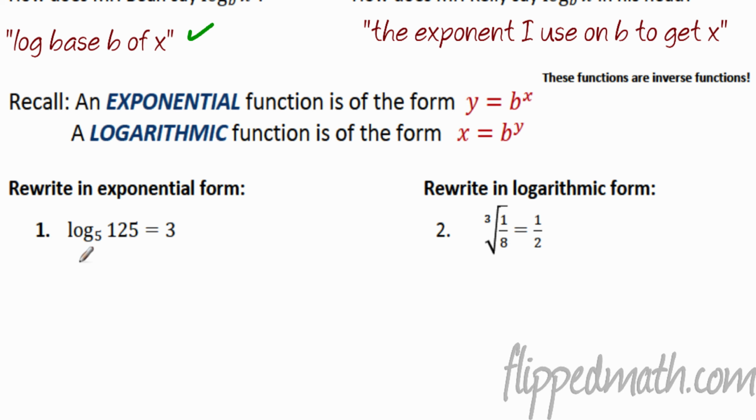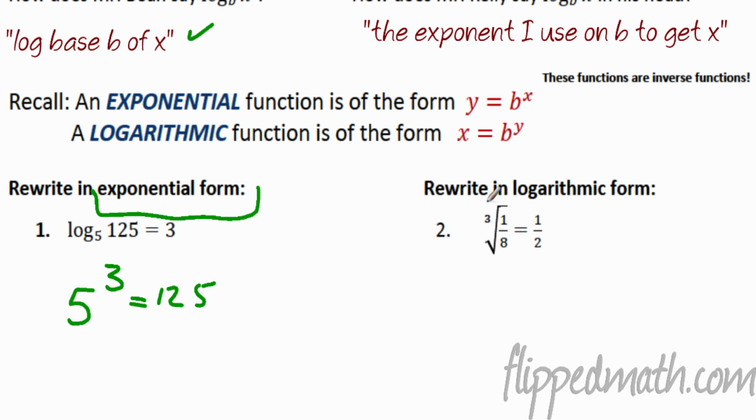Technically, you say it like Mr. Bean, you say log base 5 of 125 equals 3. Okay, the way I say it, the exponent you use on 5 to get 125. So the exponent you use on 5, the base is 5, the exponent is 3. So this is telling you how to write it in what we call exponential form. That means you write it with an exponent. So 5 to the third equals 125. That is true. The exponent I use on 5 to get 125 equals 3.